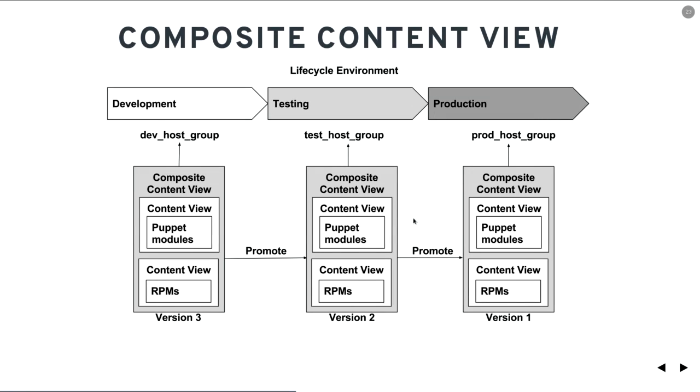To make it a little bit more visual again, this is mostly the same picture, but now it says composite content view, and instead of having RPMs and modules in that same big box, I have now two boxes, one for Puppet modules, one for RPMs. Still with me? Still awake?